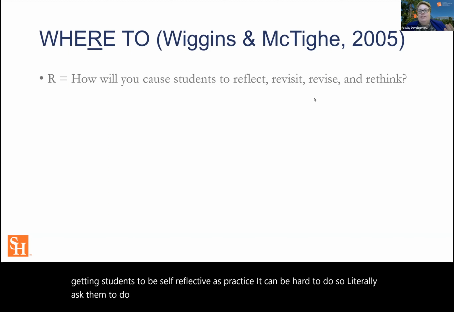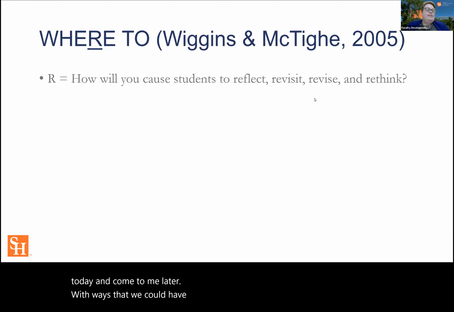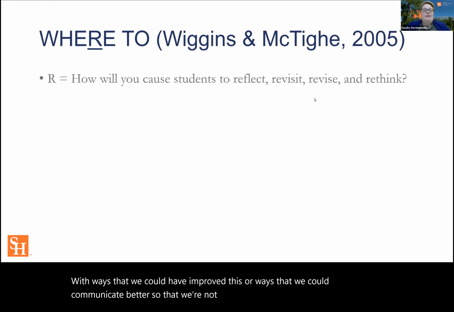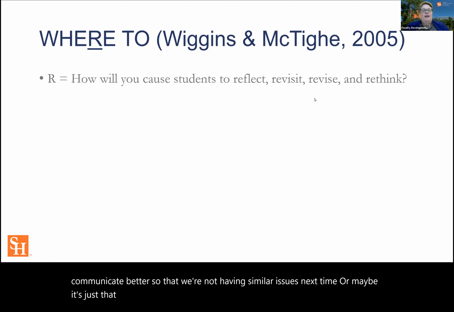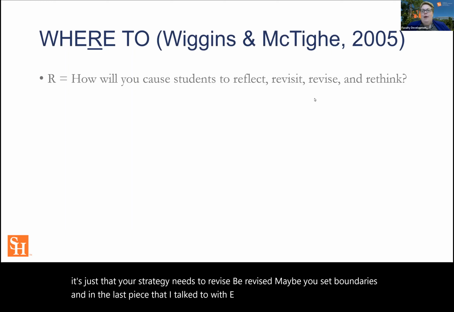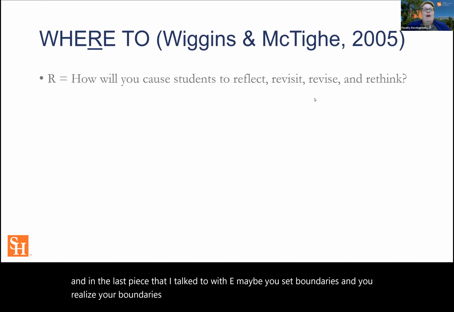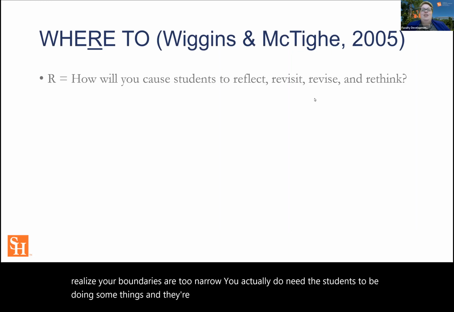I would like you to reflect upon the outcome that we had today and come to me later with ways that we could have improved this, or ways that we could communicate better so that we're not having similar issues next time. Or maybe it's just that your strategy needs to be revised. Maybe you set boundaries, like in the last piece that I talked to with E. Maybe you set boundaries and you realize, ooh, your boundaries are too narrow. You actually do need the students to be doing some things, and they're not, because you've been really firm. You can revise those boundaries or rethink them, right?